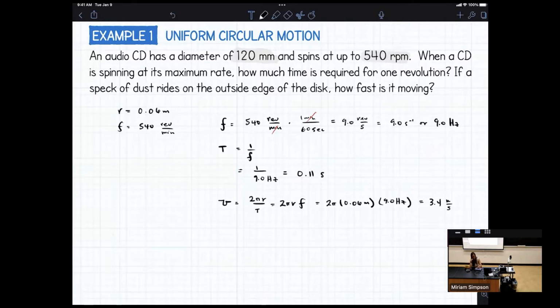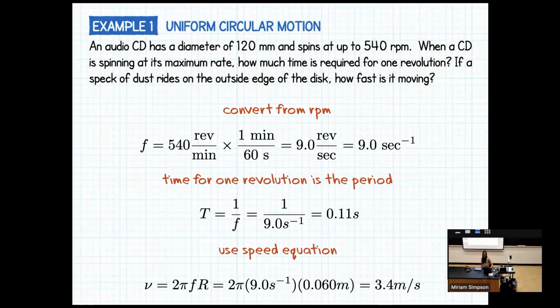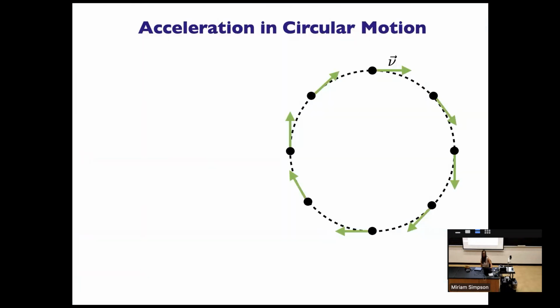So we have now our 3 answers. Our frequency is 9 hertz, our period is 0.11 seconds, and our speed is 3.4 meters per second. Okay? So we're just getting used to using these new ideas about rotation. Let me see. What's next? Okay. So this is our answer. And then let's talk about the acceleration.